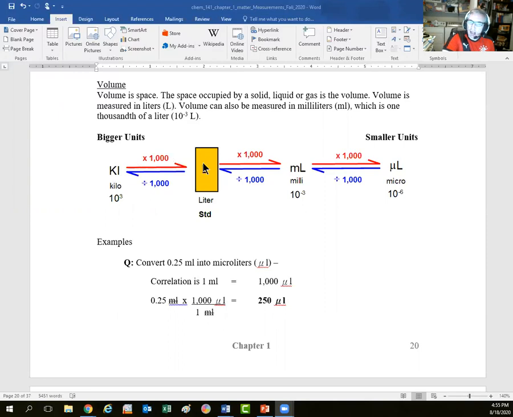So any value we have in litres when converting to a bigger unit, because we're starting with the smaller unit, our final answer will be smaller because we'll divide by the conversion factor of 1,000. 1,000 litres to make a single kilolitre.